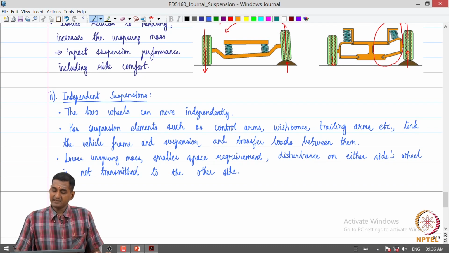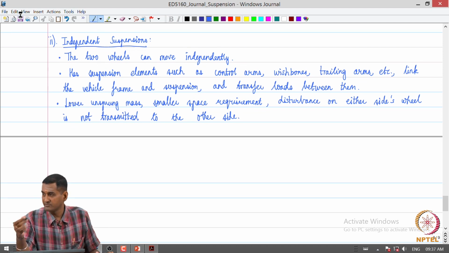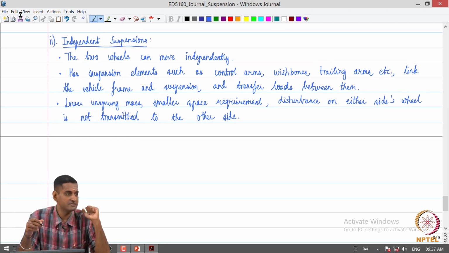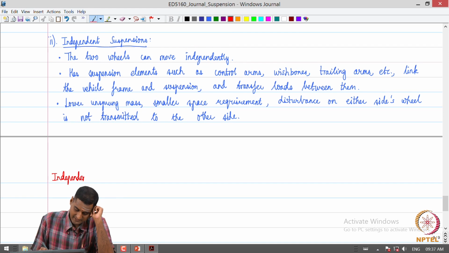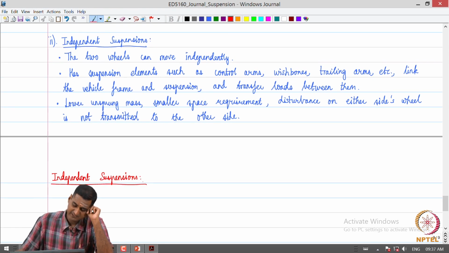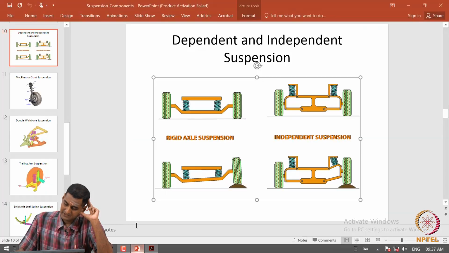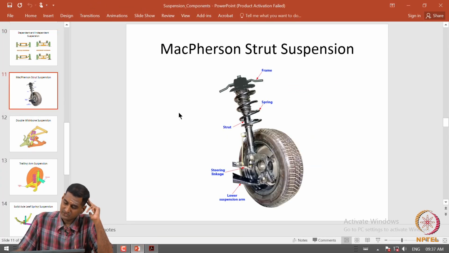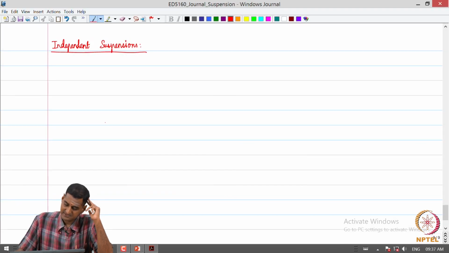So, let us look at common realizations of these suspensions in road vehicles. What are the different ways in which these independent and dependent suspensions are realized? Let us look at a few common types and then we will study the features. The first type of independent suspension that we will look at is what is called a McPherson strut suspension.